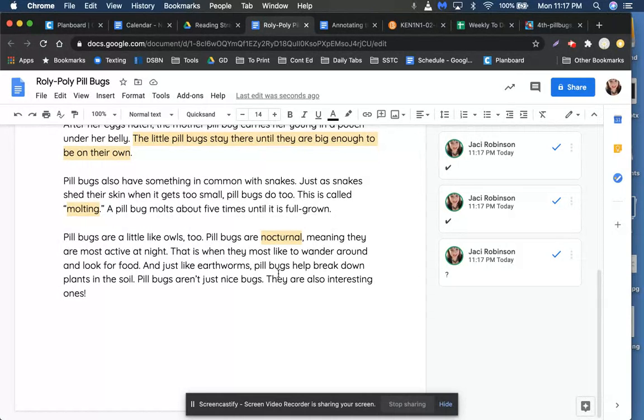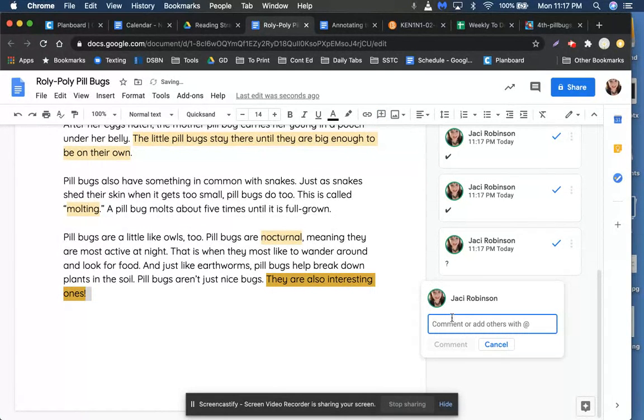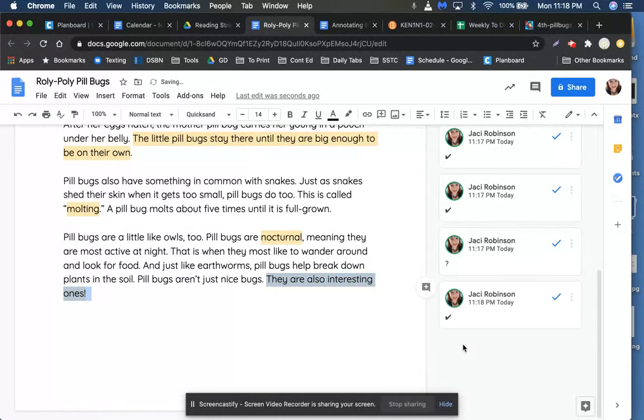Pill bugs aren't just nice bugs, they are also interesting ones. I would agree with that. I do find that really interesting that they are related to both the kangaroo. They have things in common with snakes and with owls. That's a really wide variety of animals.